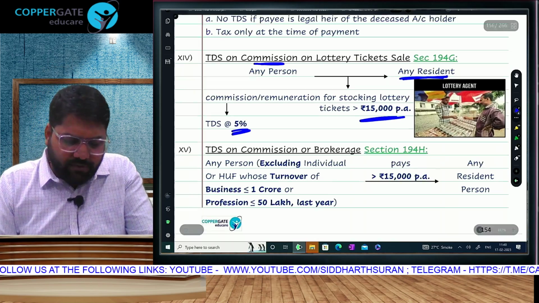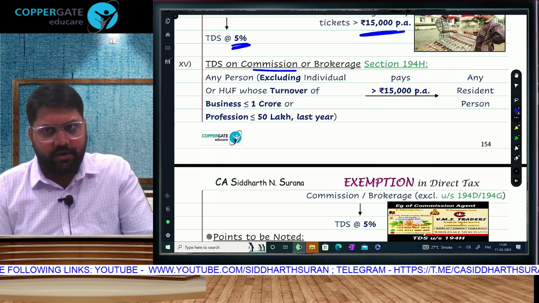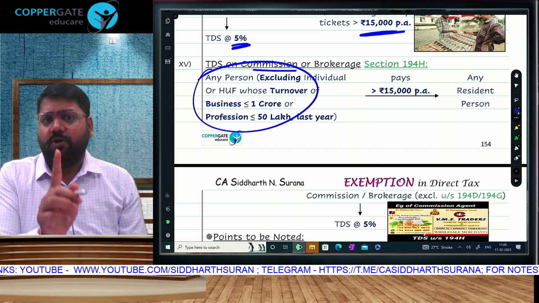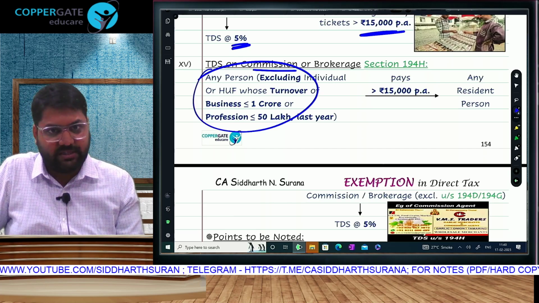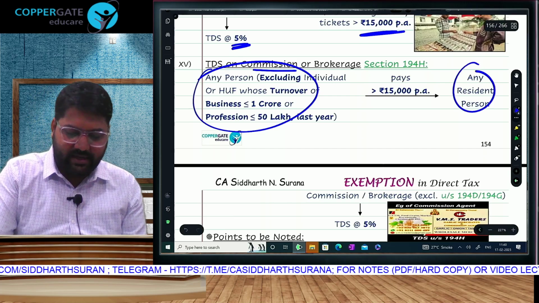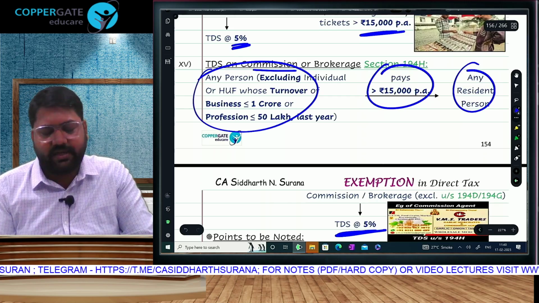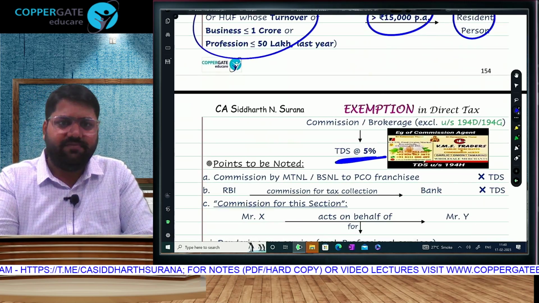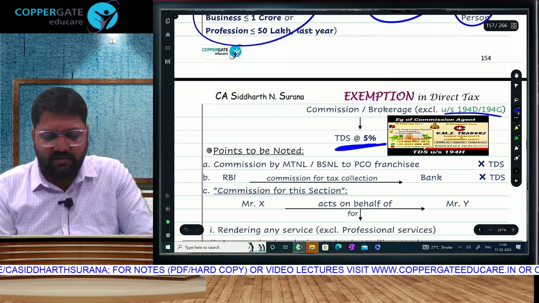Next section, part of Achij commission or brokerage, excluding obviously insurance and lottery commission because that is already covered. Part of Achij, therefore payer ka definition is same. All persons other than individual HUF if their turnover exceeded 1 crore or 50 lakh business profession respectively last year. So less than equal to 1 crore or 50 lakh will be excluded. To any resident, if you are paying more than 15,000, so 5%. Because rate is 5%, so payee will be resident. Otherwise, it would have been non-resident also. Non-resident will go in 195 if it is full tax at applicable rate. So commission and brokerage, excluding obviously lottery and insurance, commission.